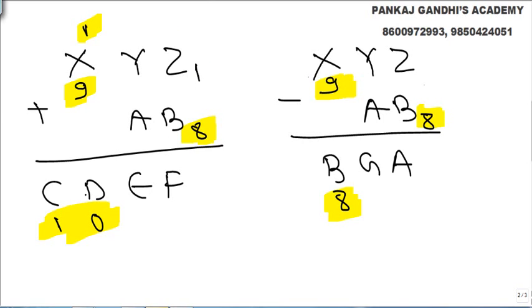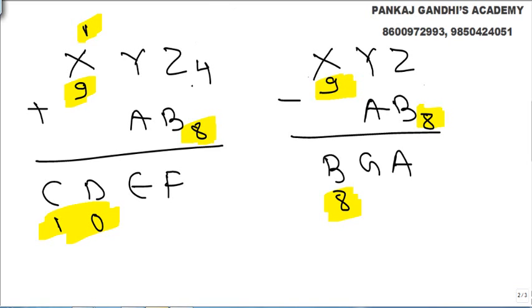Z cannot be 1. Already C is 1. If we try Z is 2, 8 plus 2 will get 10. Already D is 0, F cannot be 0, so Z cannot be 2. Can Z be 3? 8 plus 3, 11, 1. Already C is 1, F cannot be 1, so Z cannot be 3. So minimum Z is 4.